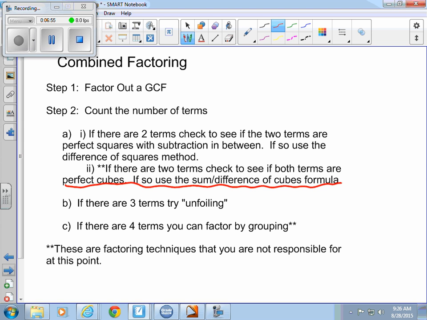The sum and difference of cubes we won't do in this class at all. We'll pick up grouping at some point. Sum and difference of cubes we won't do. So there are essentially 2 things. If there are 2 terms, see if it's a difference of perfect squares. If there are 3 terms, we're going to unfoil. Any questions?